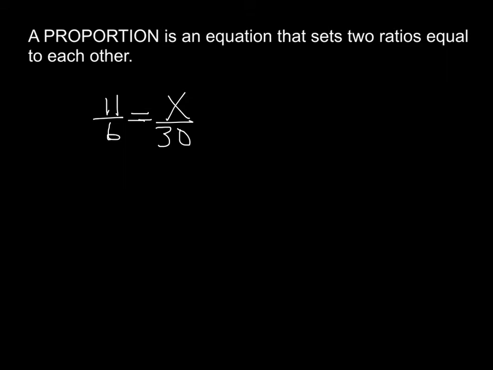A ratio cannot be solved. It can be simplified. It can be reduced, but it can't be solved. A proportion you can get a solution for, because it is equal.